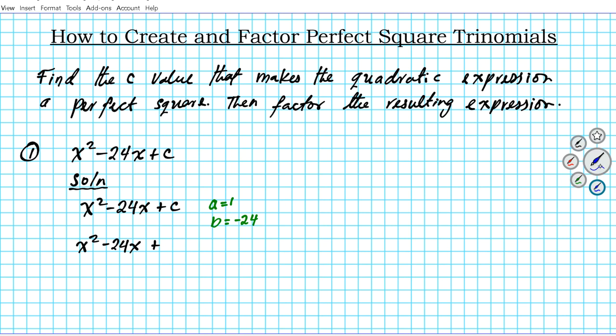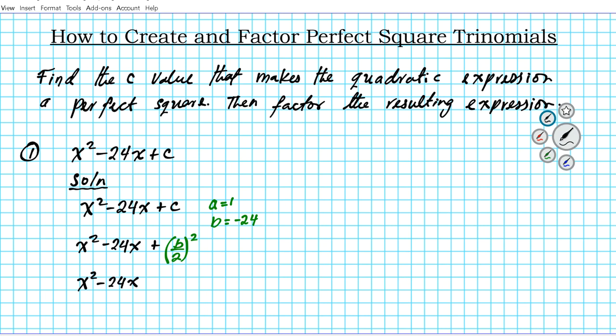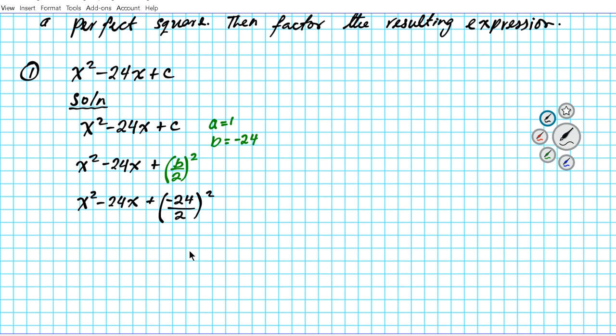We're going to add b over 2 squared. Adding b over 2 squared to a quadratic in the form x squared minus bx will create a perfect square trinomial. All right, let's simplify. We're going to have x squared minus 24x. We're going to use PEMDAS to reduce this. So b is 24, so we have negative 24 over 2, quantity squared. That's what makes a perfect square trinomial.